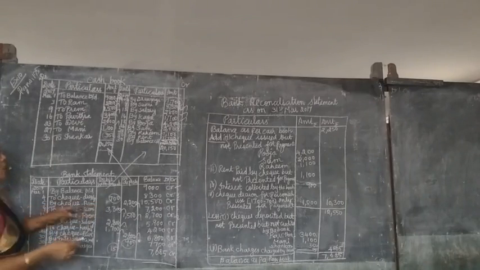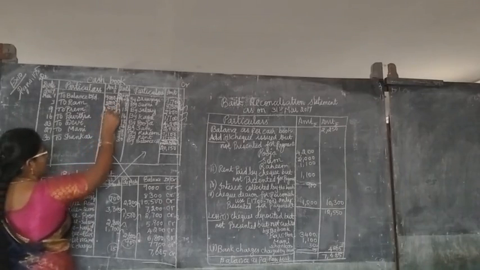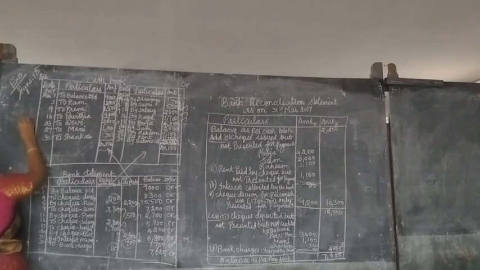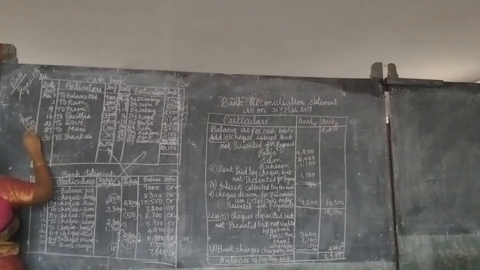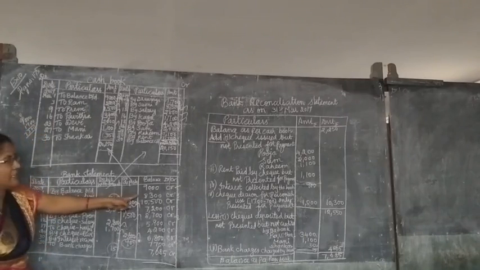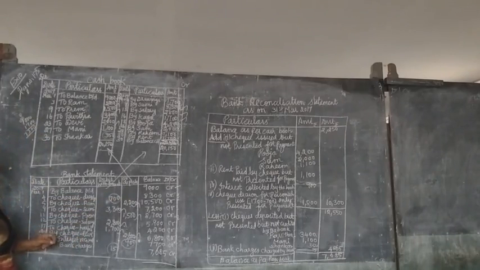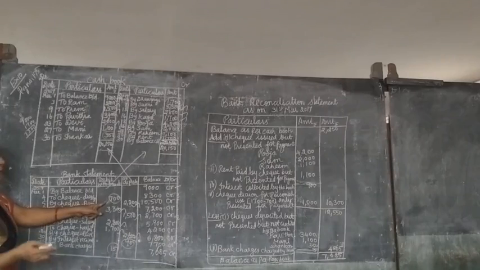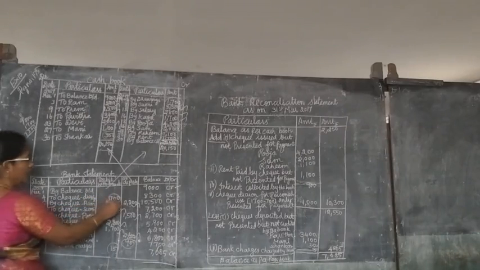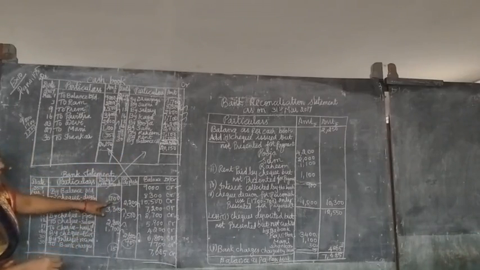See here, what is the cash book balance? 9,000 minus 1,700. What will the balance be? See here, 7,300. Whereas in the passbook the balance is 8,300. So the passbook balance is higher. Only 700 alone we have presented for payment, so that difference we have to include in the passbook.